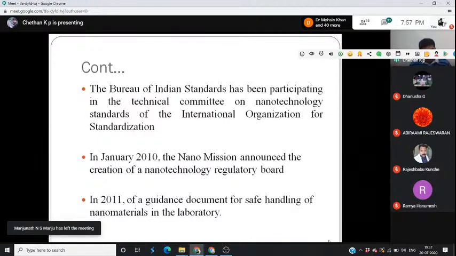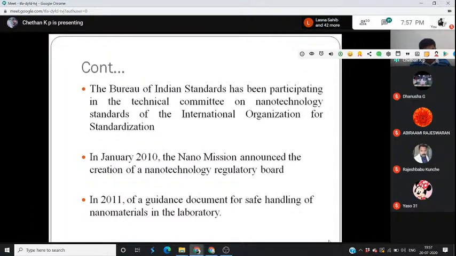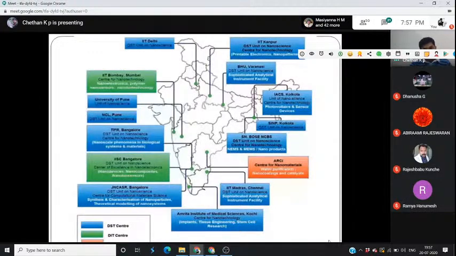In January 2010, the Nano Mission announced the creation of the Nanotechnology Regulatory Board, which will supervise all the research going on in nanotechnology at different places, and in time it will frame rules and regulations to which we have to adhere. In 2011, a guidance document for safe handling of nanomaterials in the laboratory was released by this regulatory board. And this is a picture of India showing where all this nanotechnology research is happening.